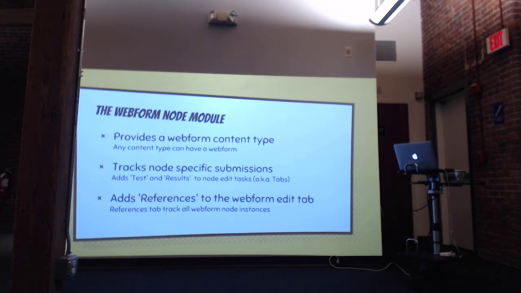And when you add that association, that relationship from your node to the web form, it turns on a test tab, which we looked at, and a results tab to the node edit tabs. Those are the tabs when you're in a node. It's view, edit, you get some more advanced stuff, like your moderation. I think it'll have some other tabs. And the final thing that happens when you turn on the module is it adds a references tab to all your web forms when you go to edit them.